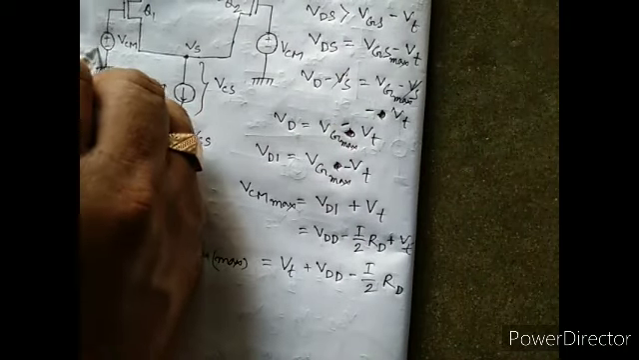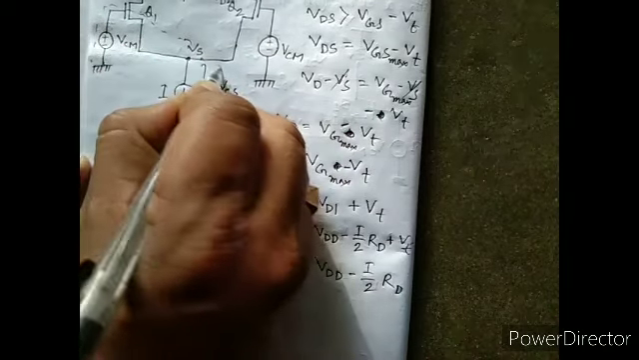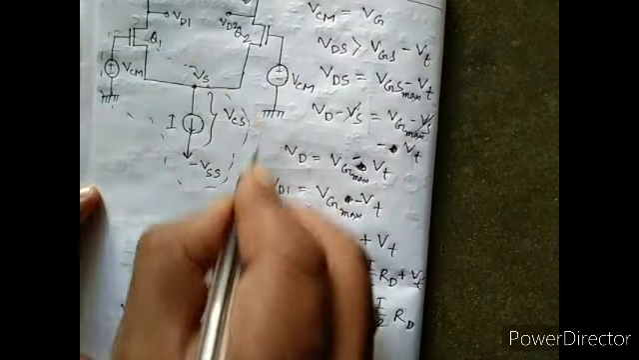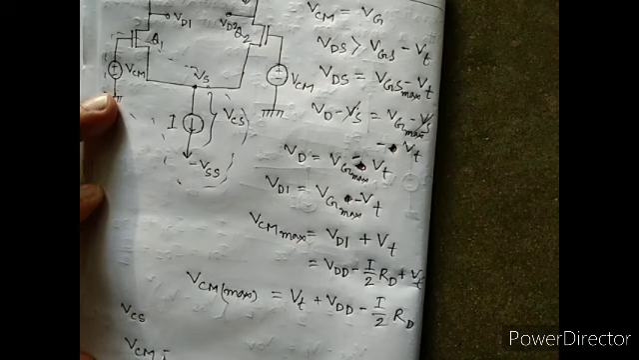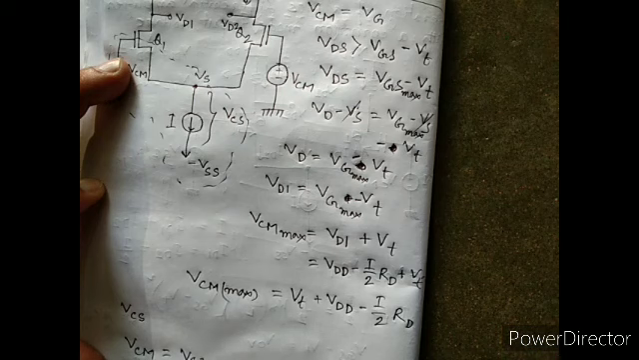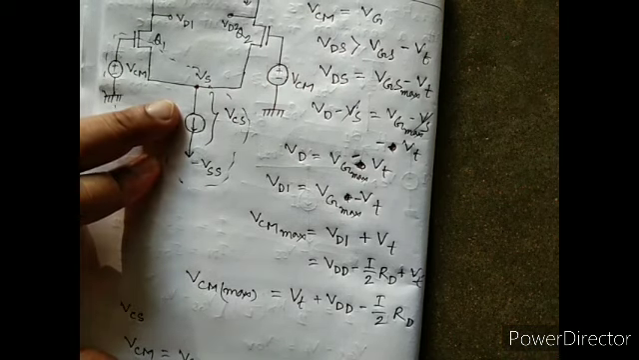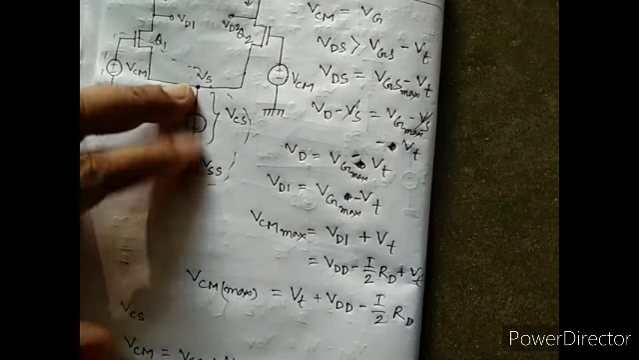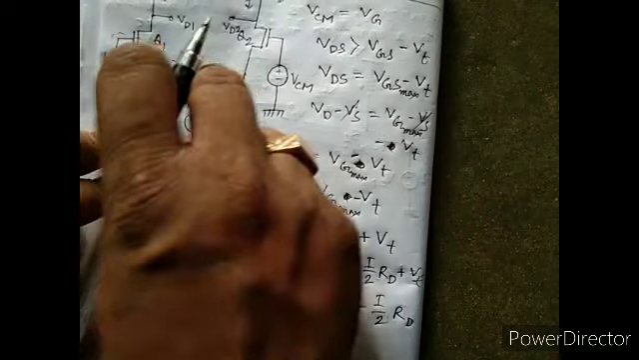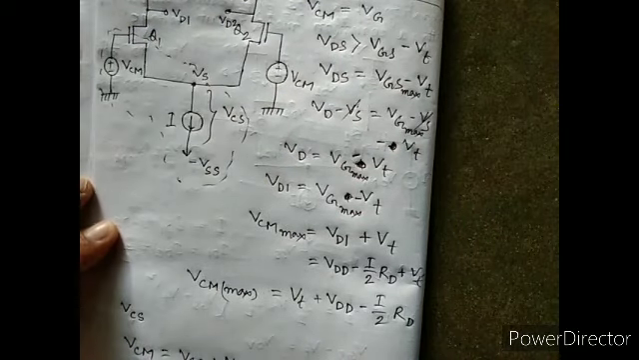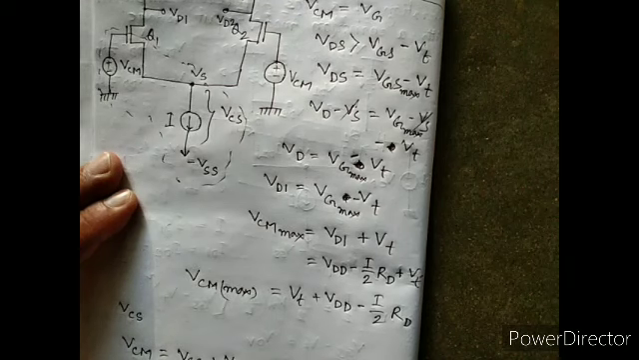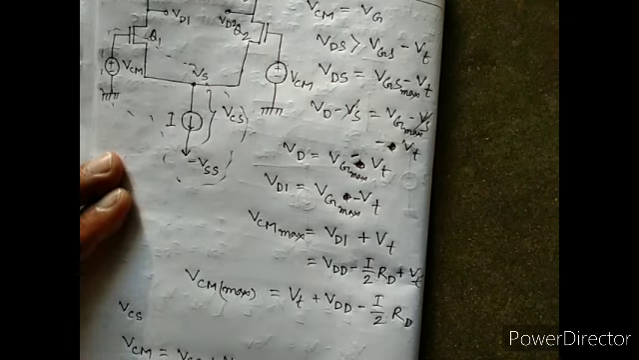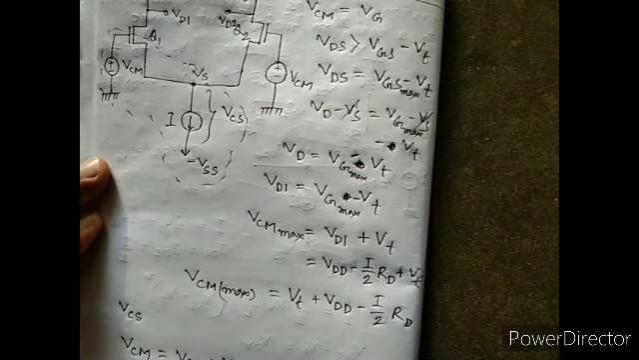Then if we take this closed loop and apply KVL, we can write VCM equals VGS plus VCS, the potential drop across here, minus VSS. So that's the minimum VCM required.